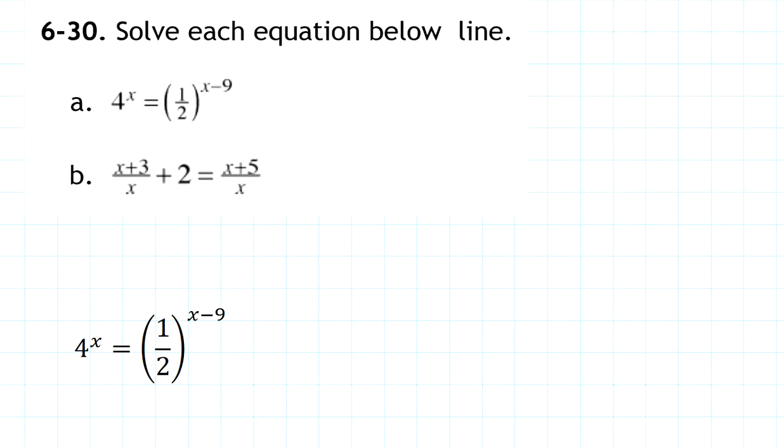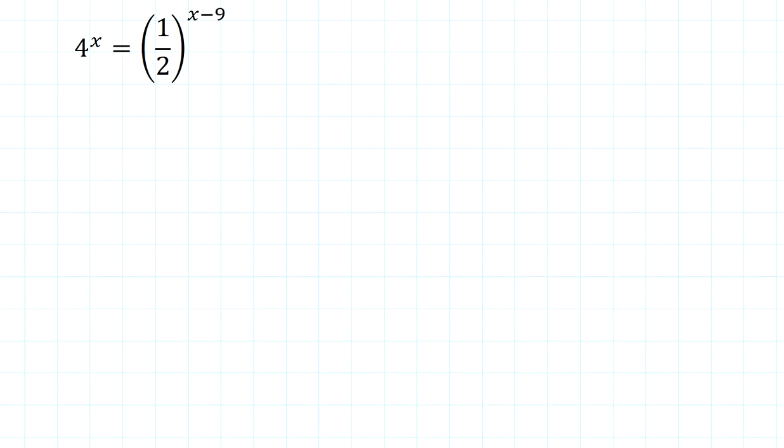It's a very interestingly worded question. It says solve each equation below line. I think that this was supposed to be a period, and this line is not supposed to be here, so that's a typo. So solve each equation below. There's a part A and a part B. Let's go ahead and look at part A first.